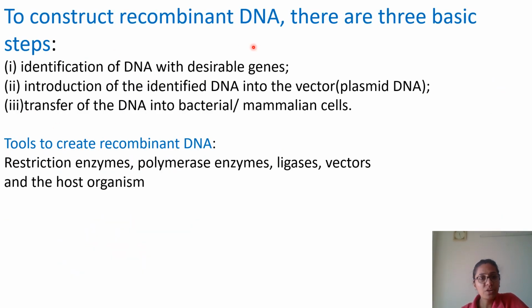Now I'm going to teach a short topic, that is how to construct recombinant DNA, and one of the tools. So first, there are three basic steps to construct recombinant DNA. First is identification of your desired gene, because you want to express this desired gene in your mammalian or bacterial cell. You express in mammalian cells when you need to do experiments inside cells. In bacteria you express when you want to isolate lipids or proteins, but we will not get into that detail.